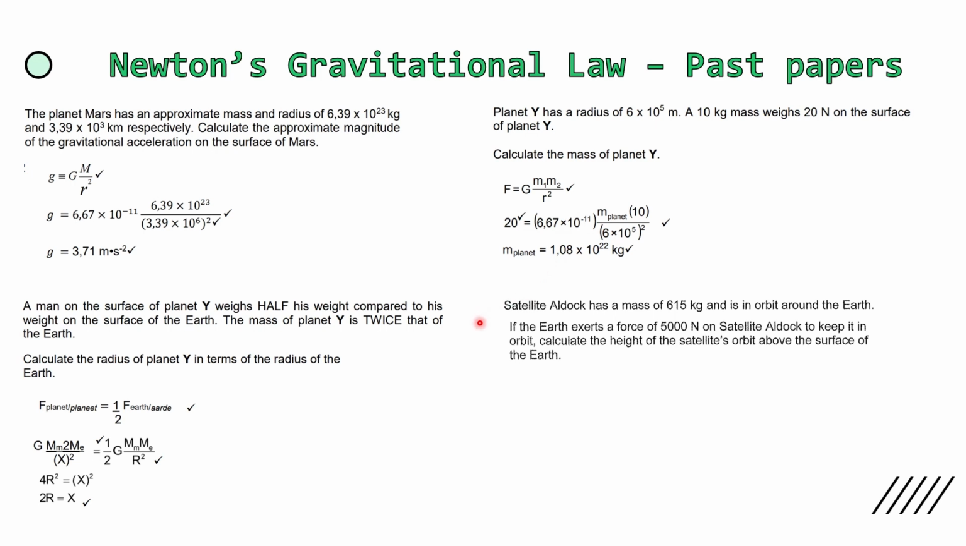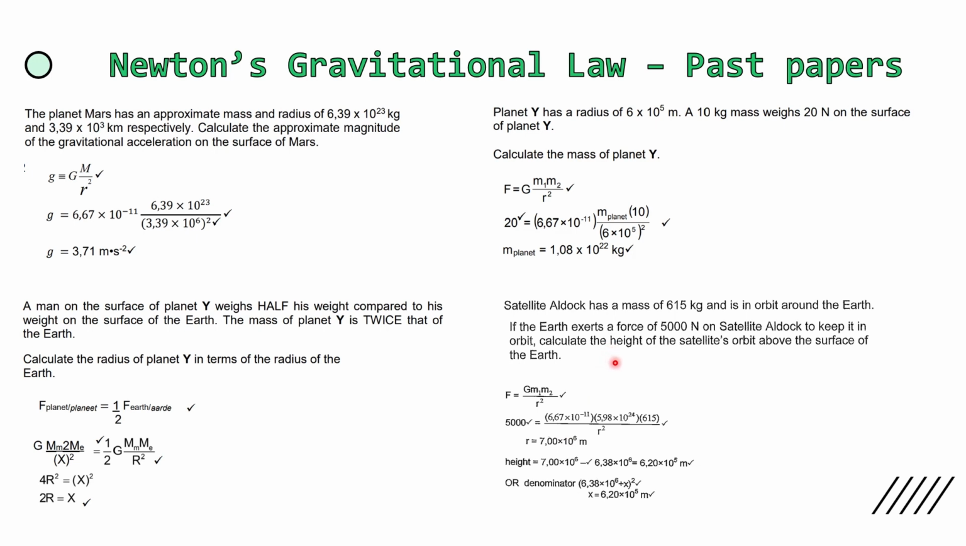The next one. The satellite has a mass of 615 kgs and is in orbit around the Earth. If the Earth exerts a force of 5,000 newtons on the satellite to keep it in its orbit, calculate the height of the satellite's orbit above the surface of the Earth. Again, you need to do a formula. They've given you 5,000 here. They've given you the constant.